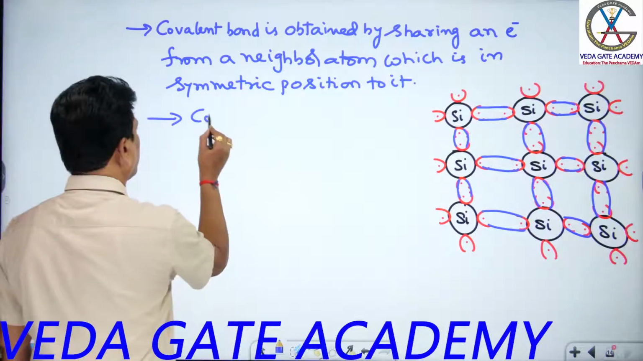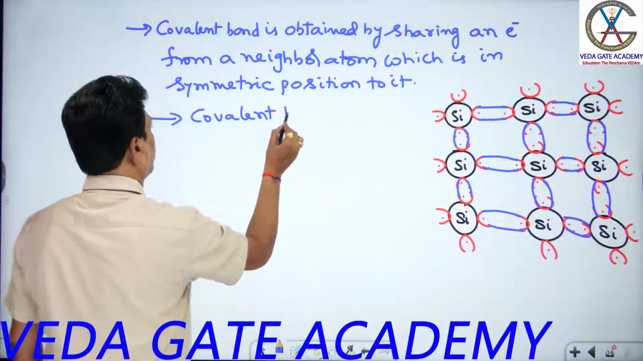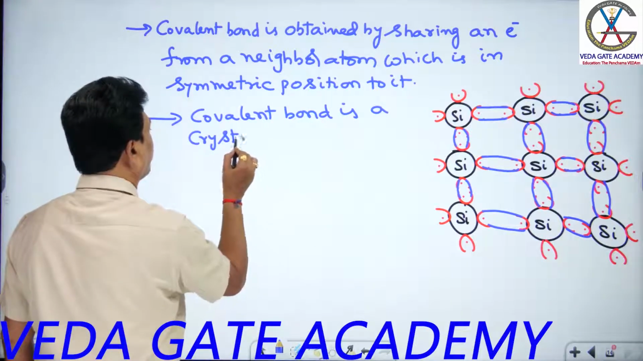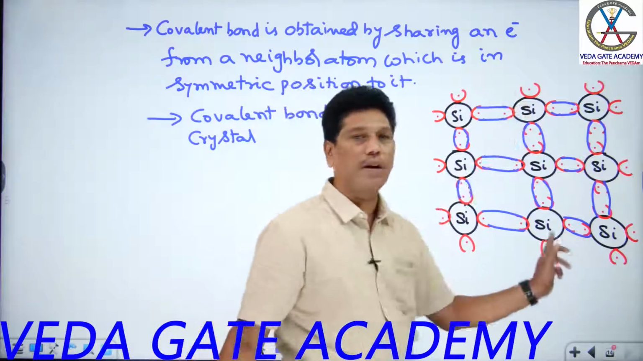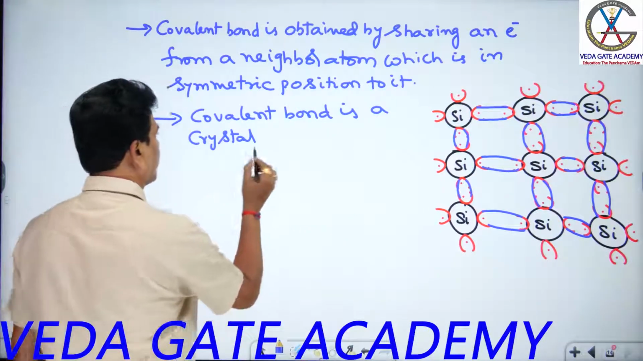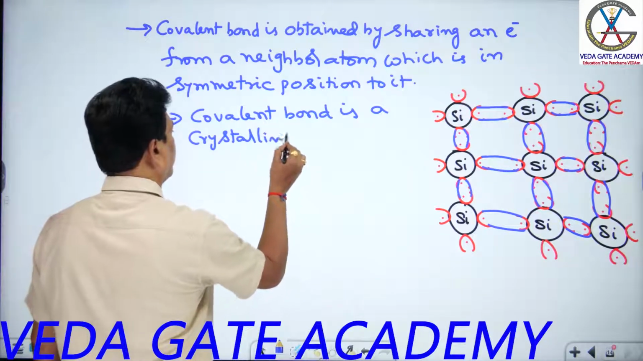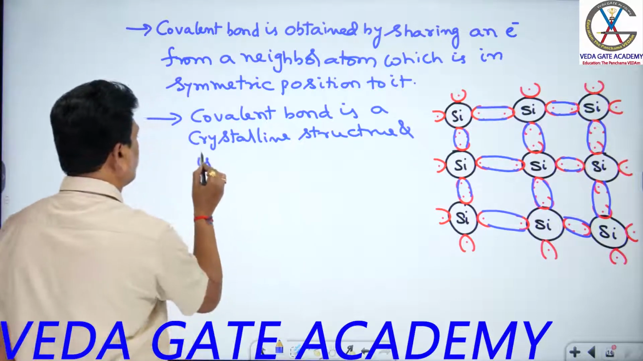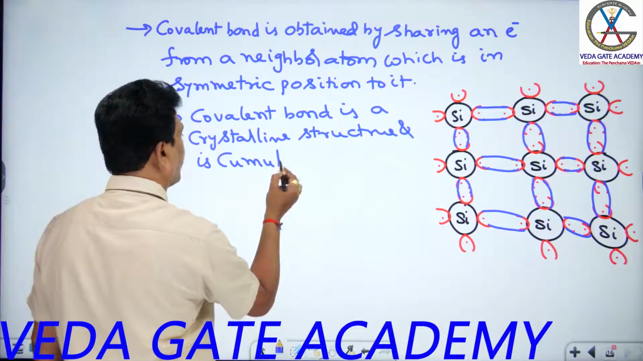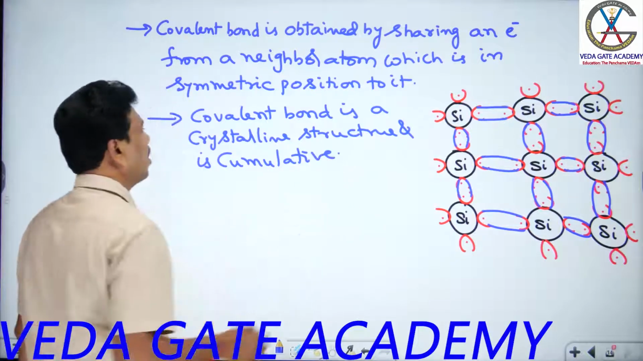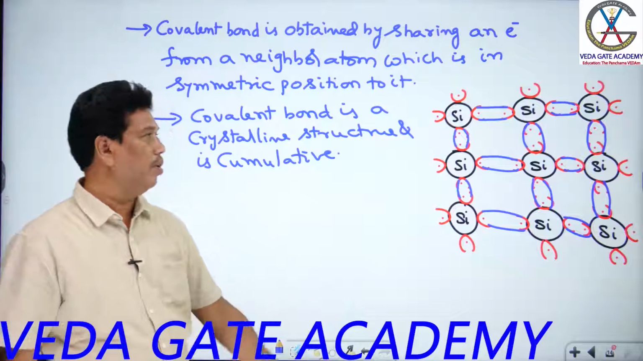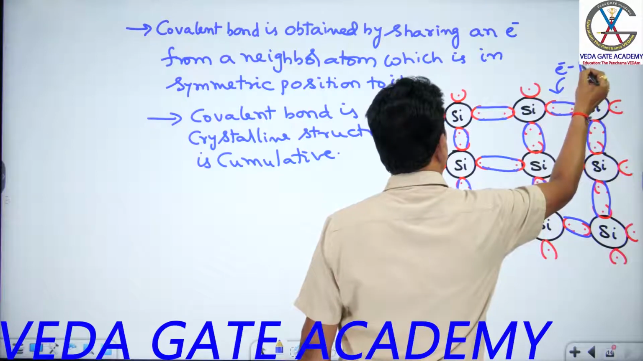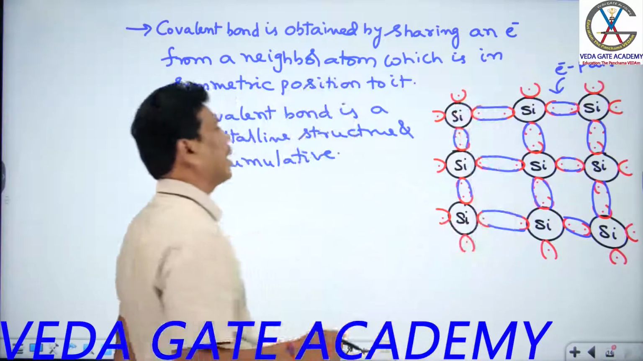So the covalent bond represents a crystalline structure. Anywhere the arrangement of atoms should be symmetric, a regular pattern, not irregular. Covalent bond is a crystalline structure, students. And it is cumulative. Cumulative means continuous, you don't find any end. So this is a covalent bond, students. Every covalent bond contains an electron pair.